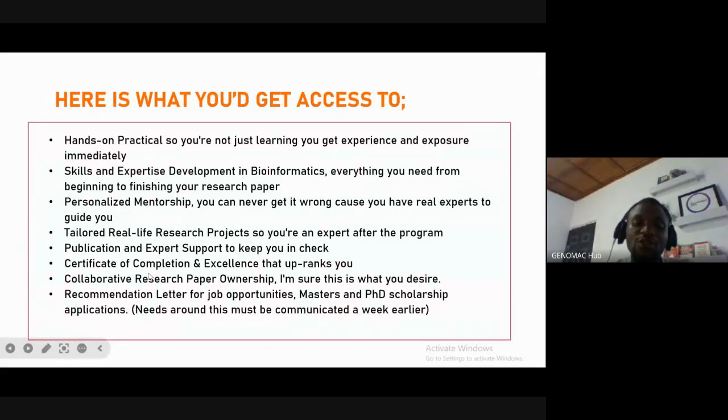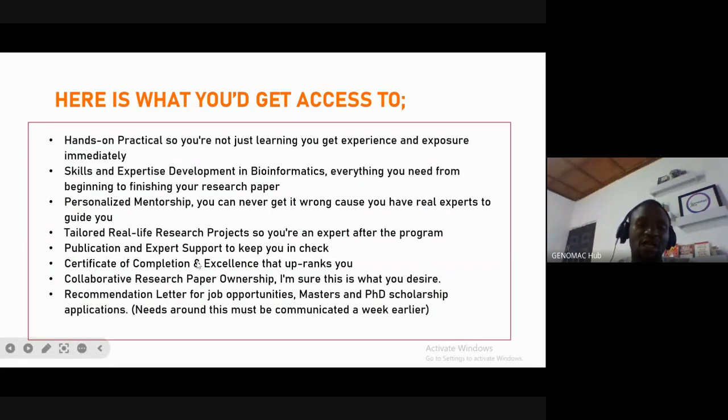So it means we have publication and expert support to keep you in check. We have certification of completion and excellence that ranks you, right? That builds your CV and places you out there for recommendation, for opportunities like masters, PhD scholarship, and for you to be able to even venture in your career. Some of you could actually be a stepping stone to open you to new job opportunity out there.